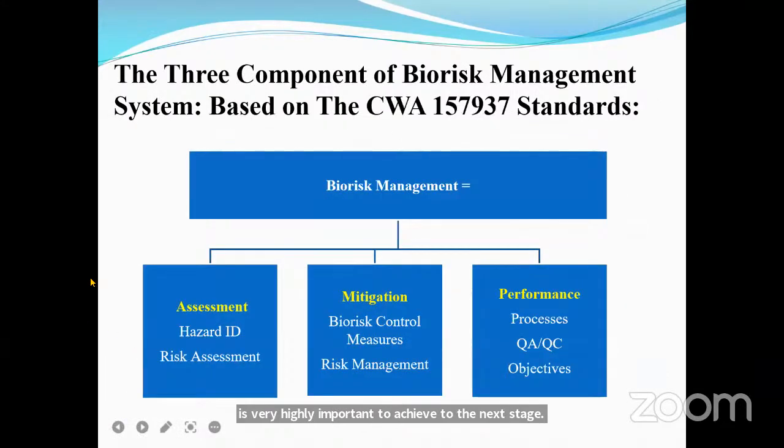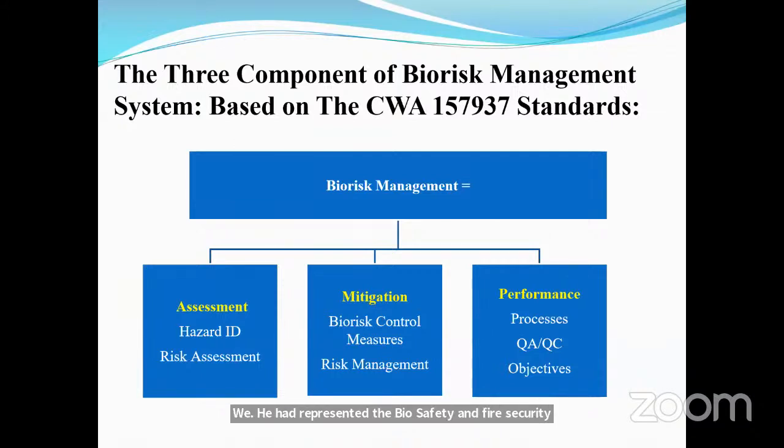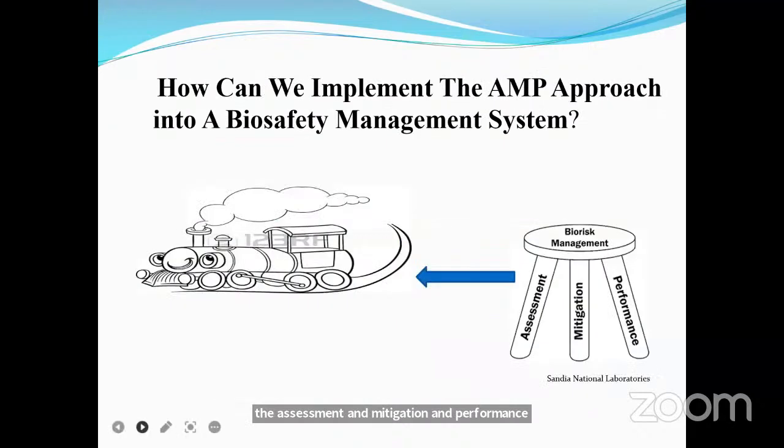Three components of the biorisk management system. I have an example to simplify the whole thing. The biorisk management system looks like a kangaroo, with two hands for fighting, boxing. The hands represent the biosafety and biosecurity programs, and the two legs and strong tail represent the assessment and mitigation and performance measures. How do we implement the AMP in the biorisk management system?